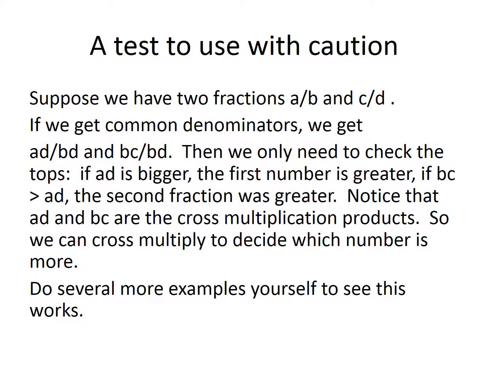And so really that test just comes down to the idea of I have found a common denominator. I'm checking the new numerators I get for this common denominator, and we're just being lazy in that we're not really writing out the denominators of the fractions when we make our comparison. So we're getting common denominators, the numerators are AD and BC. Do some more examples yourself to see how this works. I'll let you take a pause and do that.